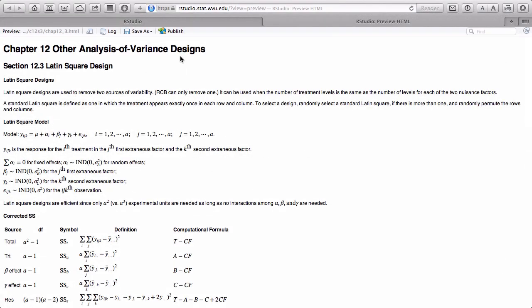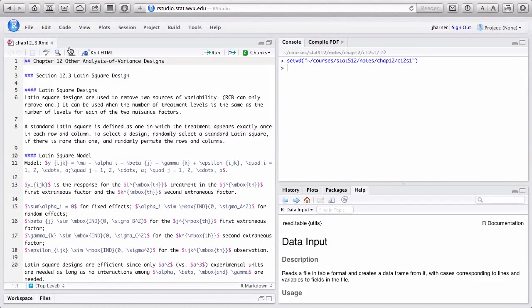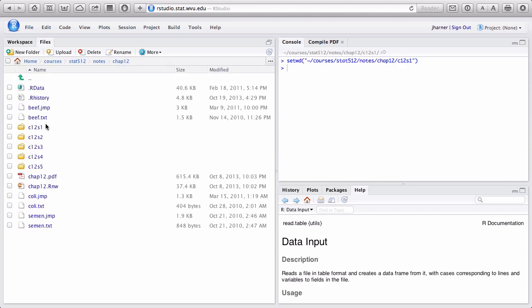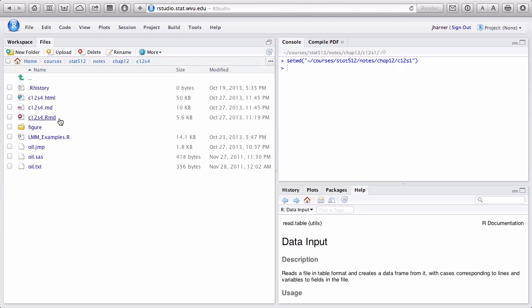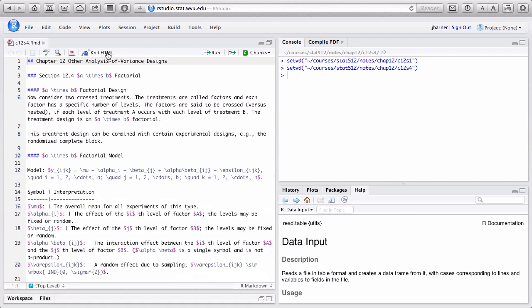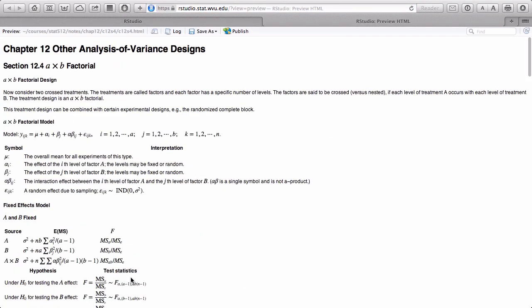Okay, so let me close this, and let me go to section 4. And I'll set the working directory to that. And let me knit this, and then I'll show you what the model is. Okay. So this is the 2-way, or A by B factorial.